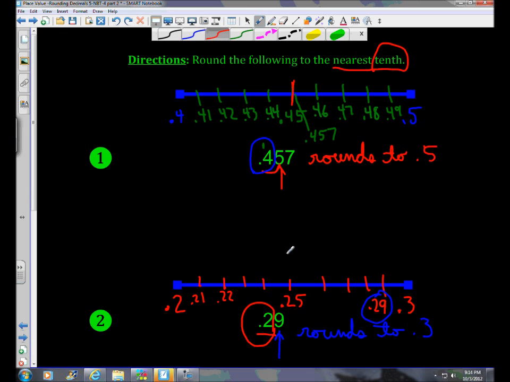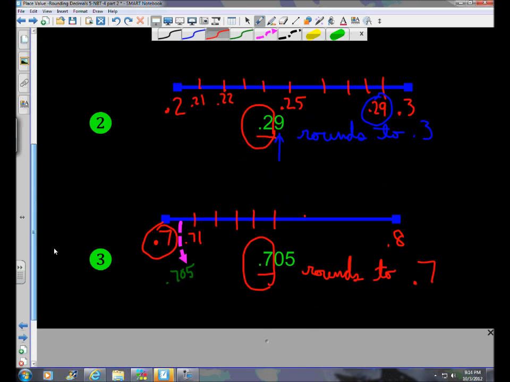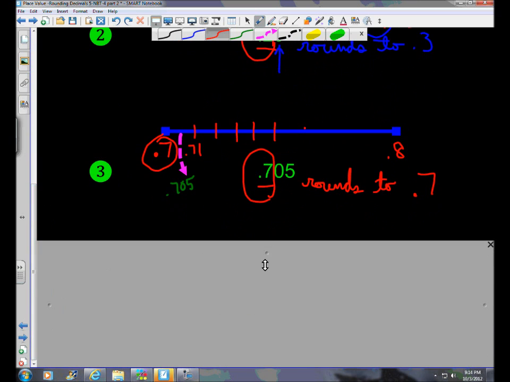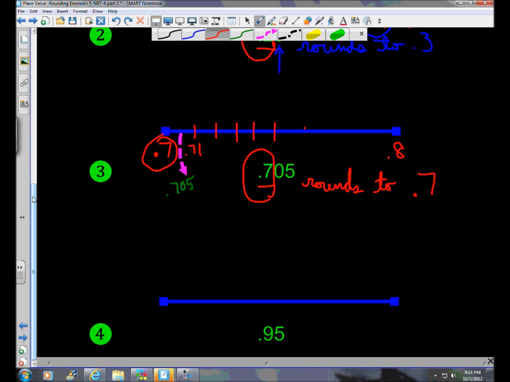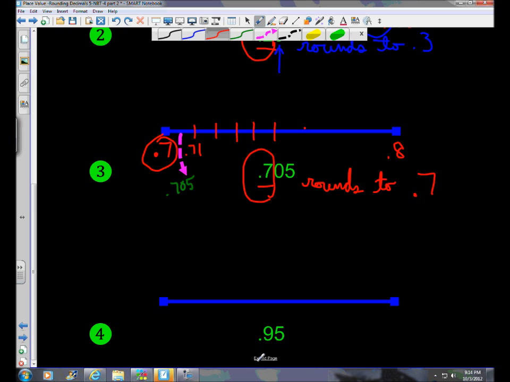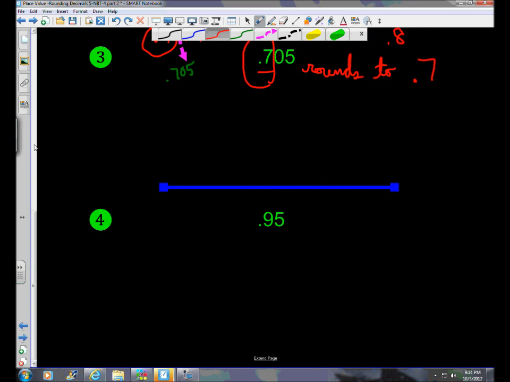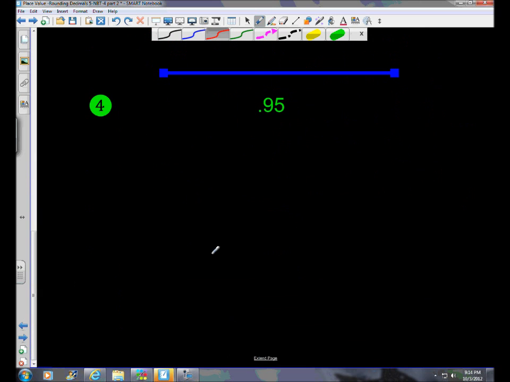Okay, now let's move on. Let's look at solving problem number 4. Okay, I'll bounce this up and there we go. Okay, decimal number 4 is 95 hundredths. And again, we'll kind of move along a little bit more quickly. And we're looking at rounding to the nearest tenth.